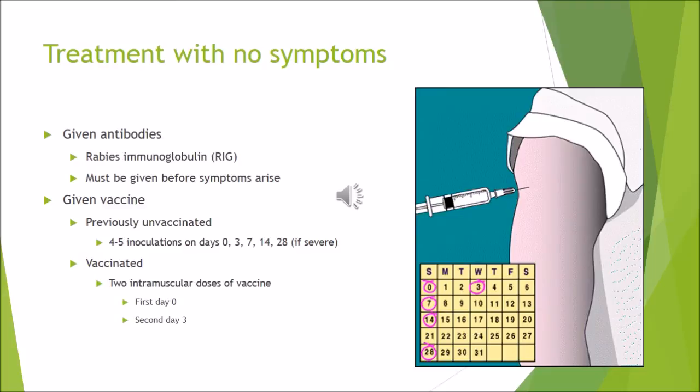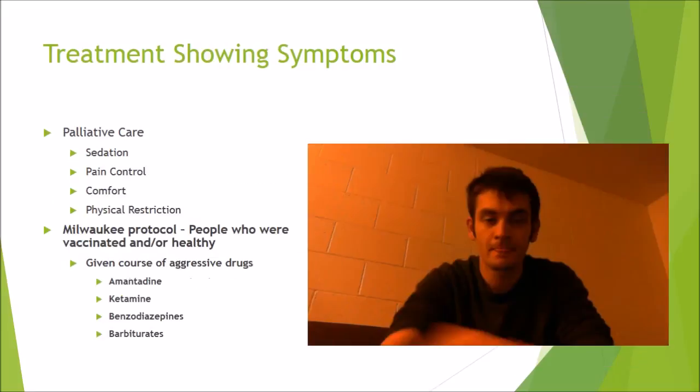If they are previously unvaccinated, they will be given 4 to 5 inoculations beginning on day 0, then on day 3, 7, 14, and 28 if it is a severe bite. The people who are already vaccinated do not need to receive this many inoculations because they already have antibodies in their system. They receive 2 intramuscular doses of the vaccine, first on the day they are bit, and the second is on the 3rd day after.